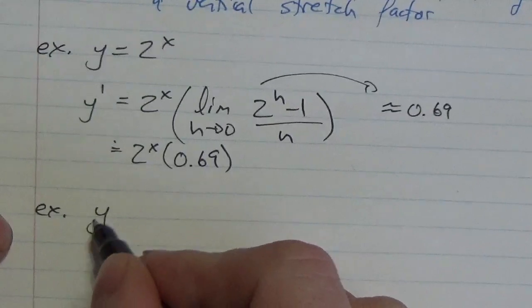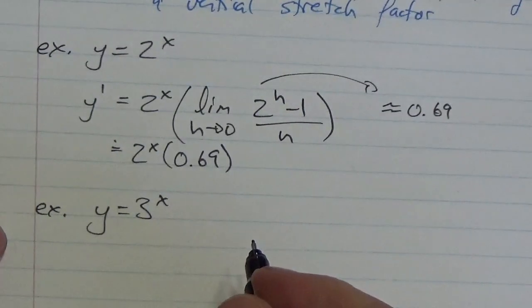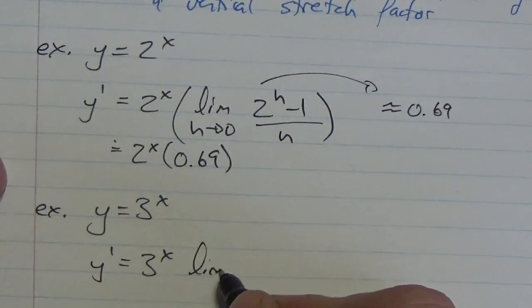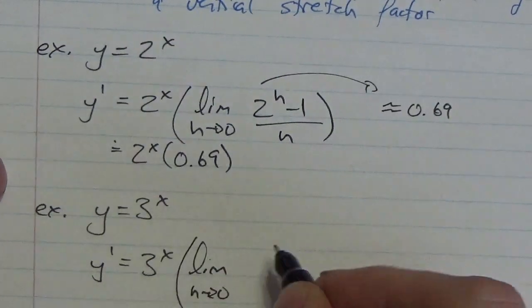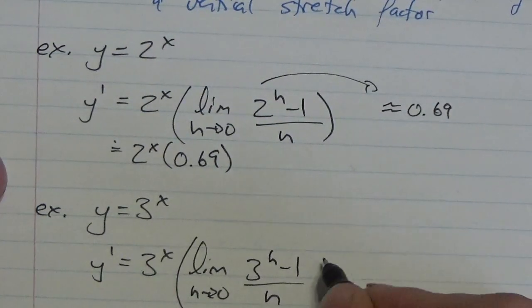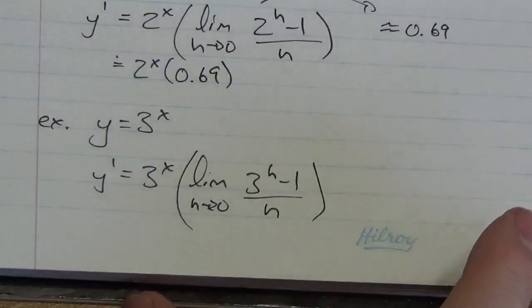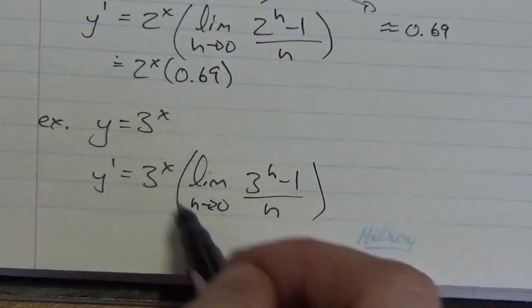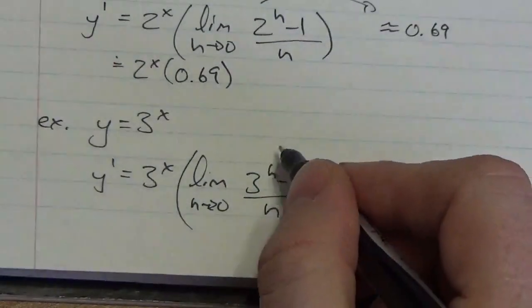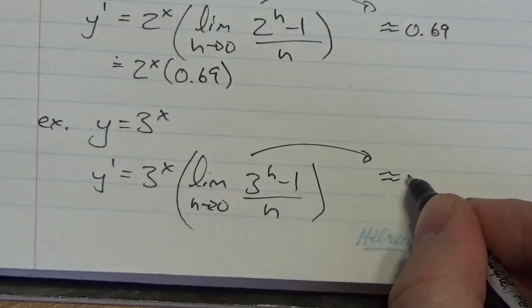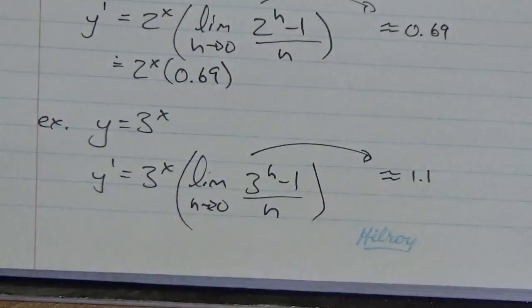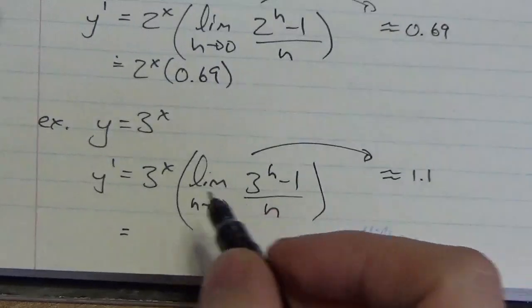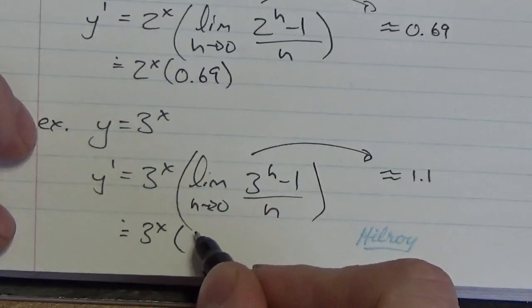Here we go. y equals 3 to the x. Okay, so y prime is going to equal, we know this, 3 to the x multiplied by the limit as h approaches 0 of 3 to the h minus 1 over h. I just want to do one more example of this with you here, this one right here. Now, again, I have to go back to my calculator, plug that in, plug in smaller and smaller values, see what happens here, and you get that this is going to be approximately equal to 1.1. Okay, ish. So that means that my derivative here is going to be roughly equal to 3 to the x multiplied by 1.1.